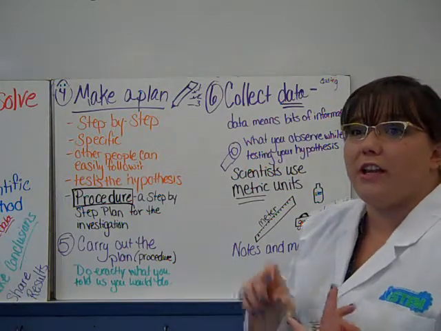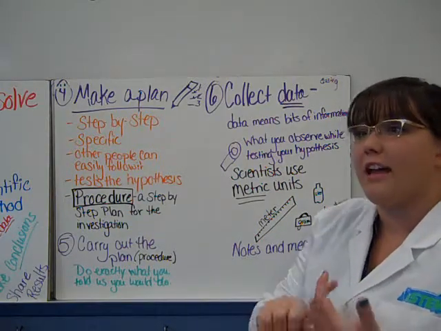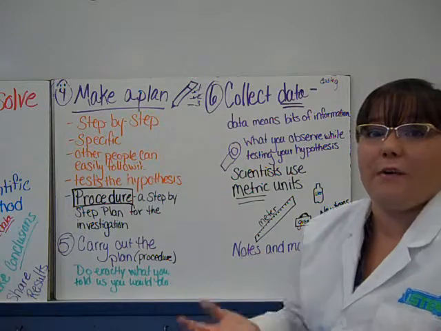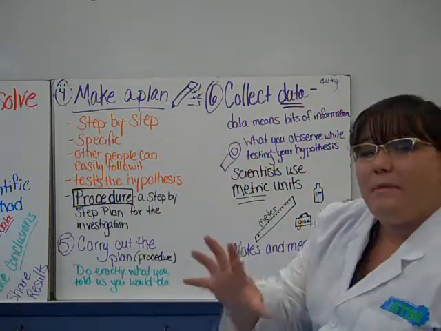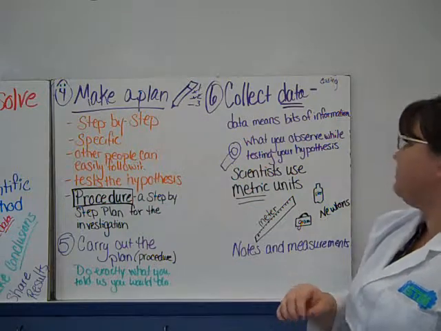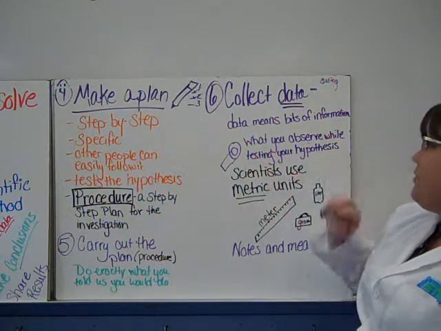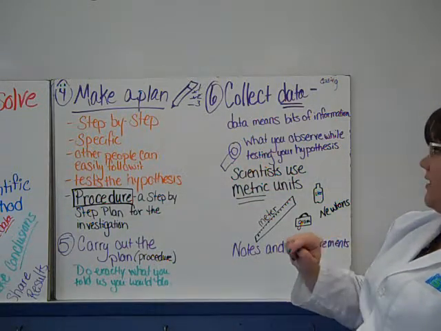So you might be recording how tall something is. You might be recording how long something is. You might be recording how heavy something is. That's all data. Little pieces of information about what's happening in the experiment. It's what you observe while you're testing your hypothesis.